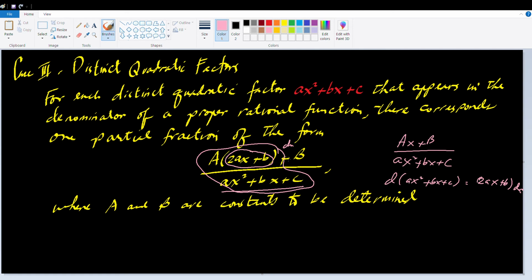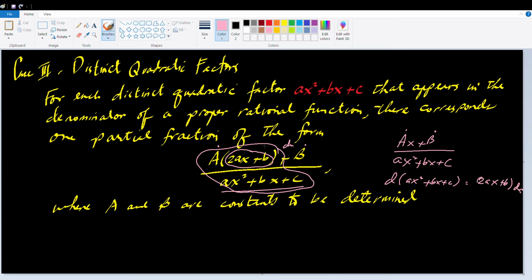Whereas, if we stick to the form given in algebra as Ax plus B all over ax squared plus bx plus c, once we have the values of A and B, we still have to complete the differential of the denominator. So we will be skipping that part if we use the other form as given. A times the quantity 2ax plus b, plus B. So as before, we will be calculating for the values of the constants A and B.